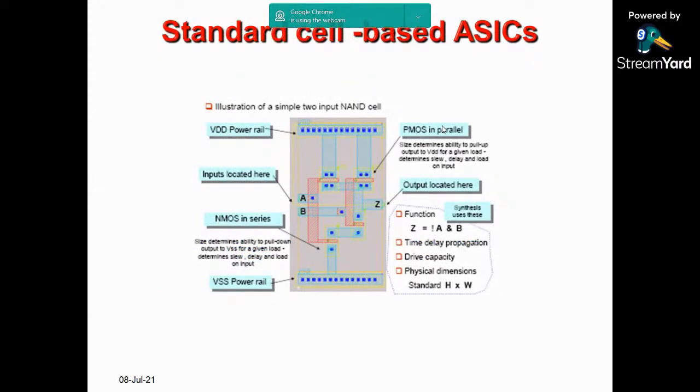So these are standard cells. You can see the two metal lines, VDD and VSS, and of course you can see the N diffusion and P diffusion. Actually, this is a NAND gate, the layout of the NAND gate. So this information, everything, will be there in the library.